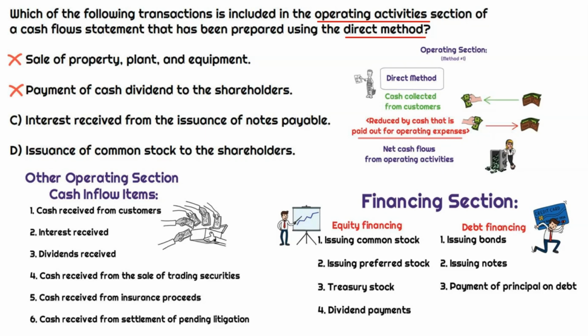So the last one, issuance of common stock to shareholders. Well, that's a financing activity. You can see that when we issue common stock, that's number 1 in our visual. So that's going to be incorrect. Therefore, the only item that's going to the operating section is going to be interest received from the issuance of notes payable. And again, remember, anytime you see interest, think operating, whether it's being paid or received.